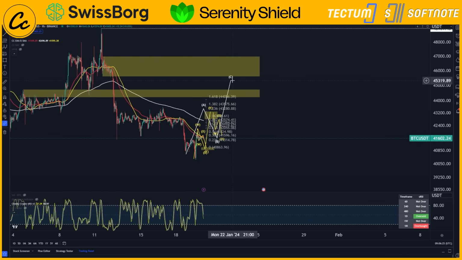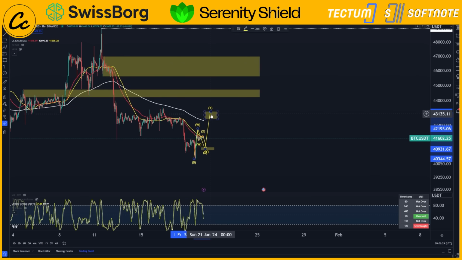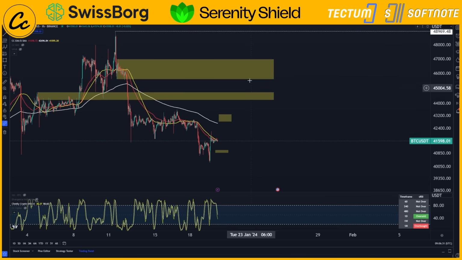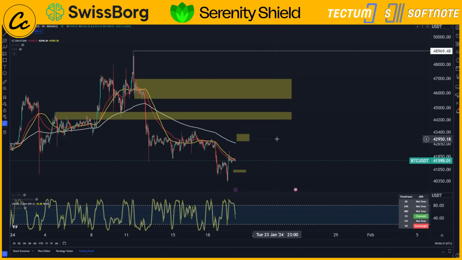So everything's looking actually okay for Bitcoin. I think we've got some pretty decent target ranges. We've got our expectations set. I'm going to leave all the yellow boxes on here so you guys can see what they look like.